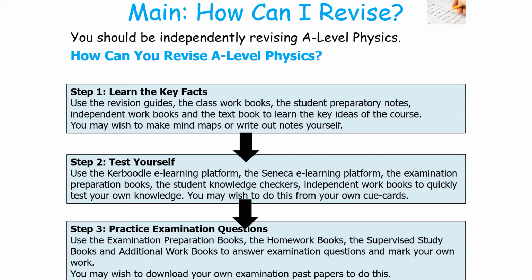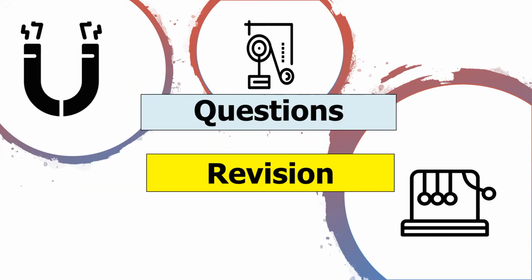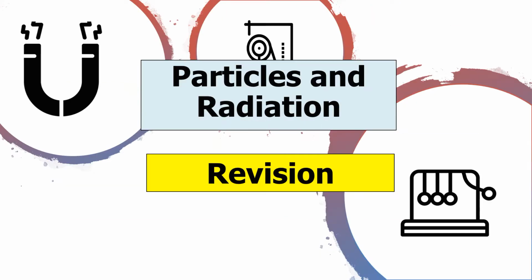So the three steps of learning the key facts, then testing yourself, and then practicing examination questions are the way I would suggest you independently revise A-Level Physics. So let's have a look at step 3 now. Practicing examination style questions. So the first topic we're going to look at is particles and radiation.